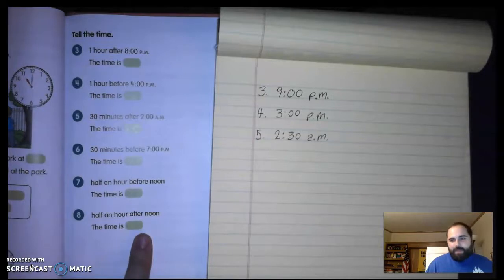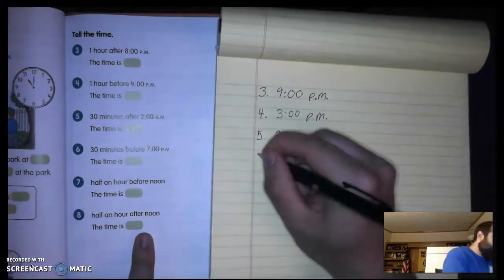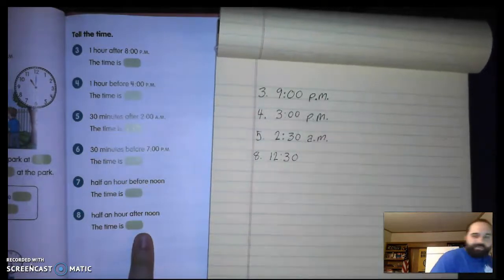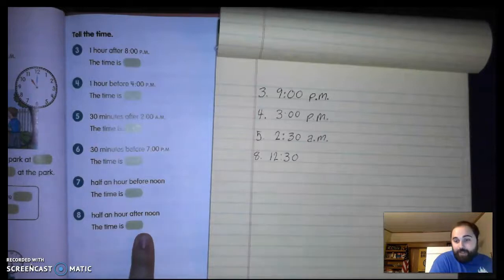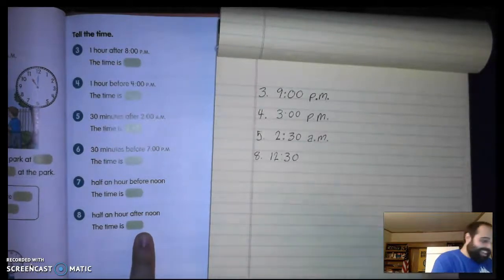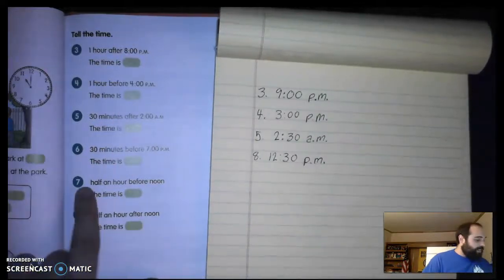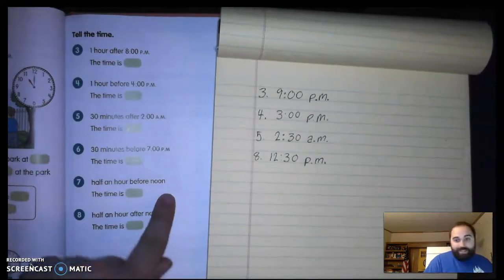Let's go ahead and say the correct time, which is 12:30. And is that going to be AM or PM? Anytime after noontime, before midnight, is PM. Now, if you're doing a half hour before noon, noon is the start of PM.